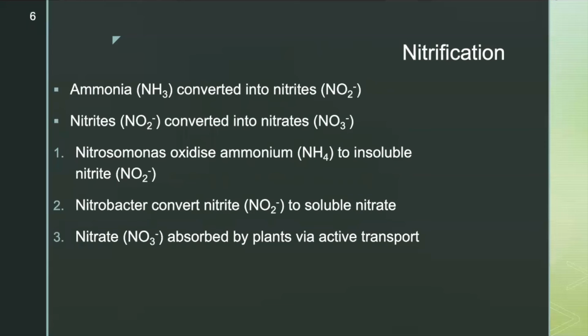In nitrification, ammonia is converted to nitrites and then nitrates. This conversion process is a two-step oxidation reaction, which necessitates a large amount of oxygen. To begin with, nitrosomonas oxidize ammonium to insoluble nitrite. In addition to that, nitrobacter, so nitrospina, bacteria convert nitrite to soluble nitrate that can be taken up into the roots of the plant via active transport.